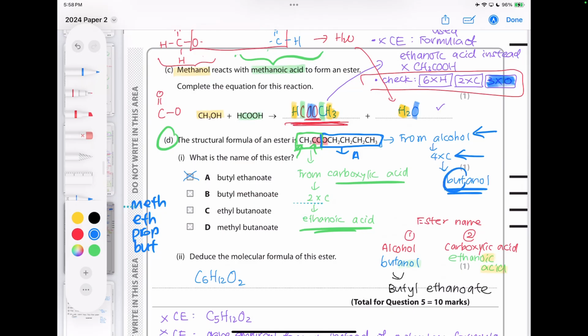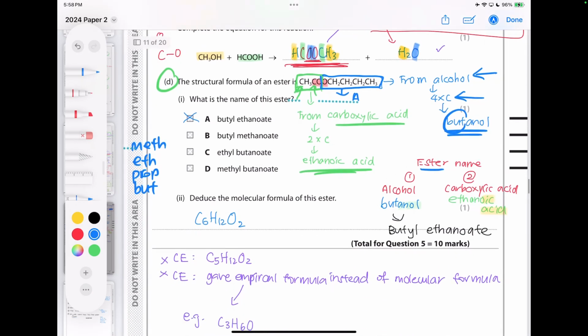So what should be the correct answer? In order for us to name an ester, the first part of the ester name comes from the alcohol. So if it's made from butanol, that means the first part should be butyl, right? And if the carboxylic acid that it is made from is ethanoic acid, then the ester name will be ethanoate. Okay, so it is butyl ethanoate. So that means A should be the answer.